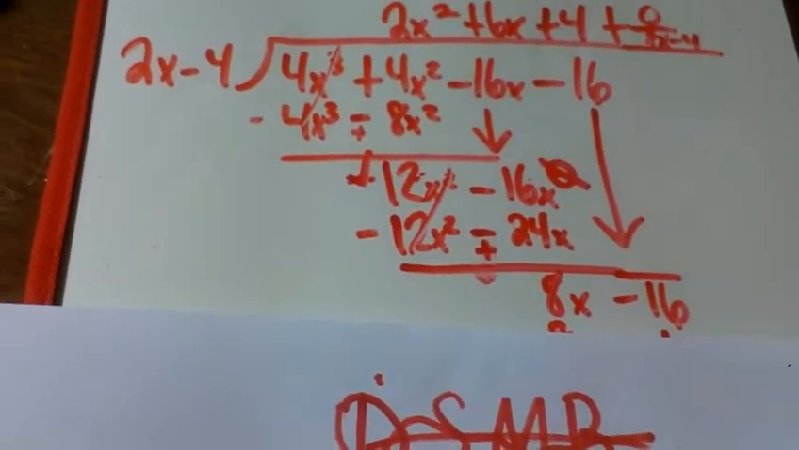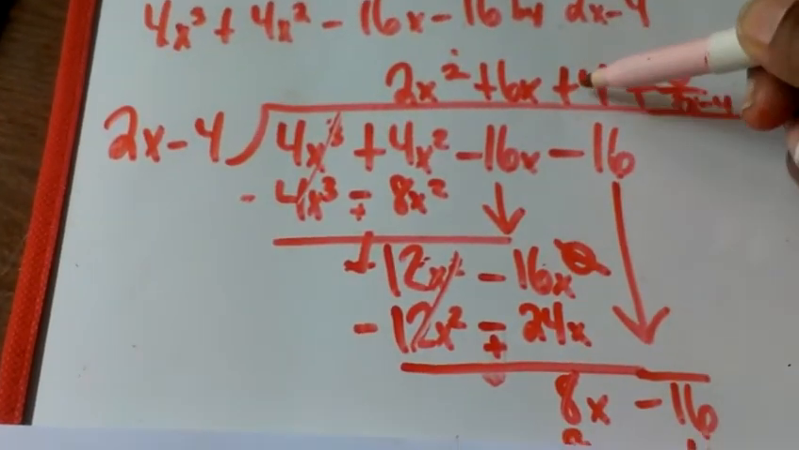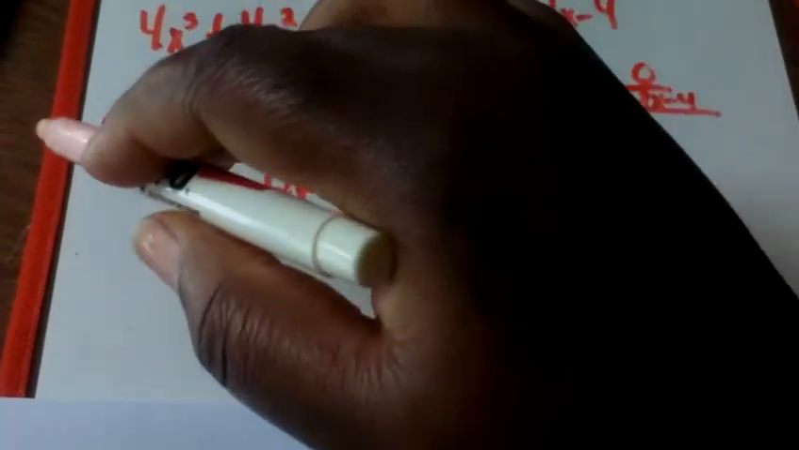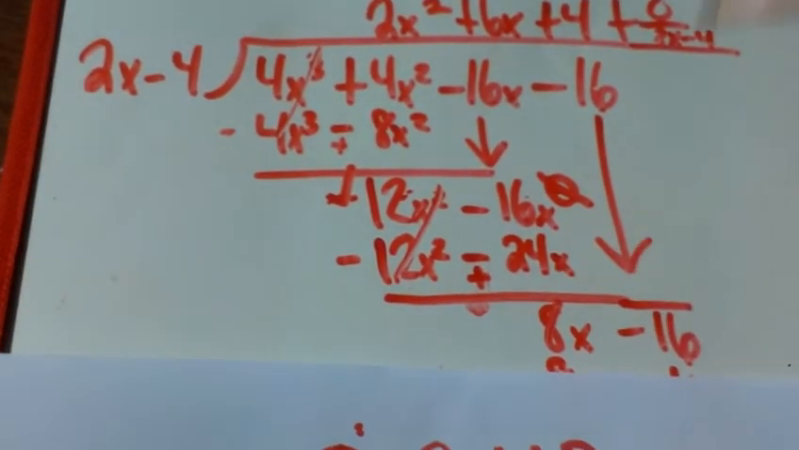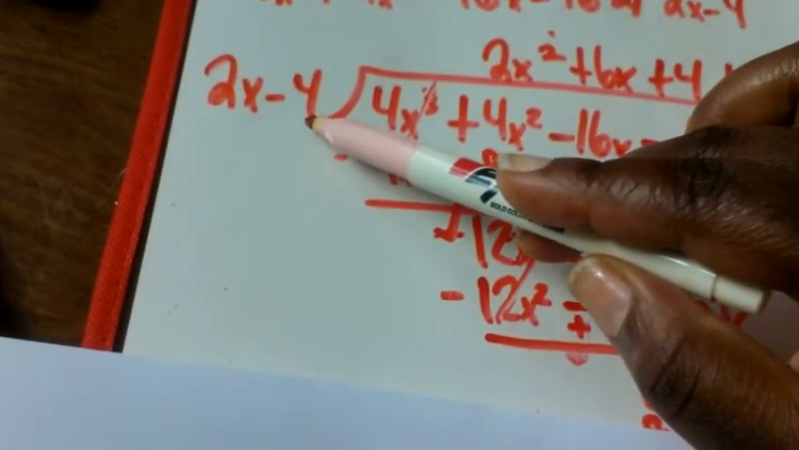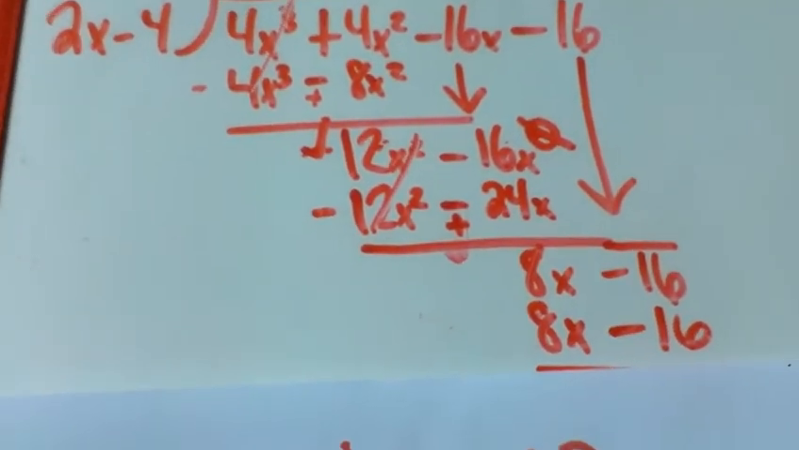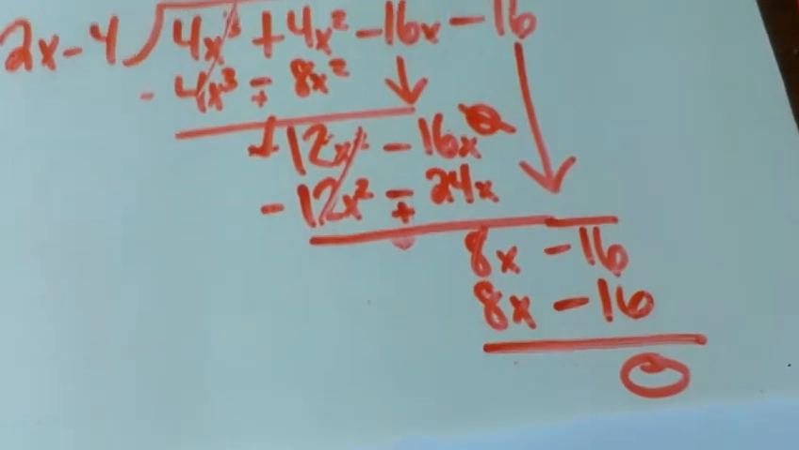And then now we do the 8x divided by 2x, which is 4. You write the 4 here, and 4 times 2x is going to give us 8x. And then we take the 4 and we multiply that by the negative 4, which is going to end up with negative 16. And voila, we have a remainder of 0.